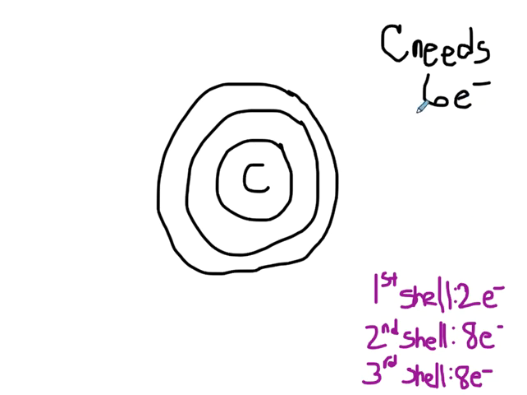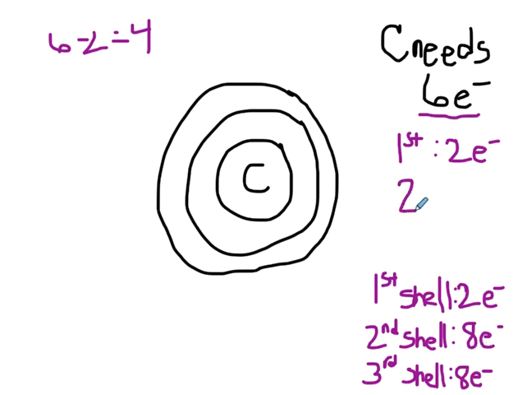Now we got to figure out what carbon needs. Remember, you got to fill the inside shell first. So carbon only needs 6 total. So that means in my first shell, I'll fill it up and I'll give it 2 electrons. Then if I do 6 minus 2, I'm left with 4 electrons. Since 4 is less than 8, all 4 of those electrons can live in my second shell.